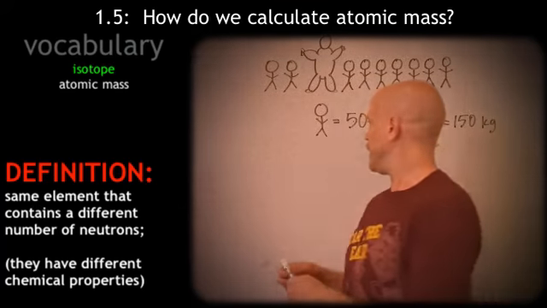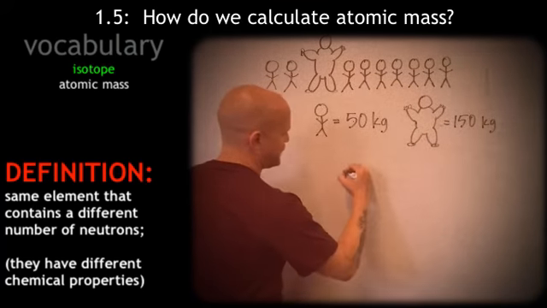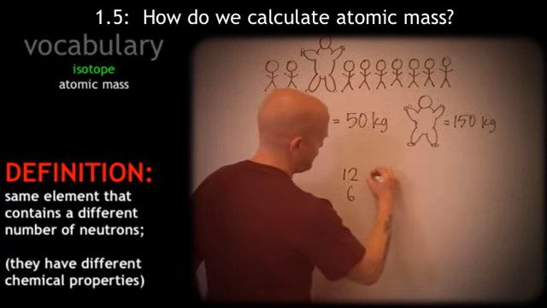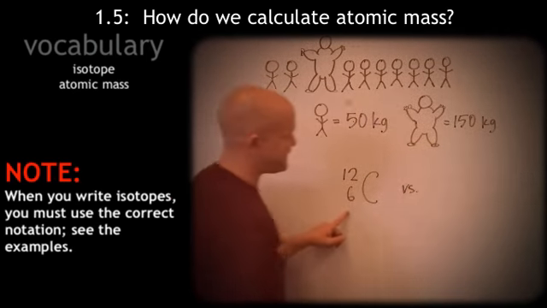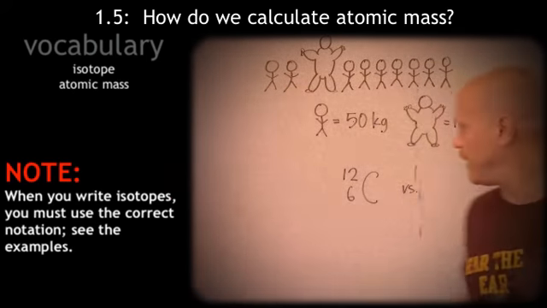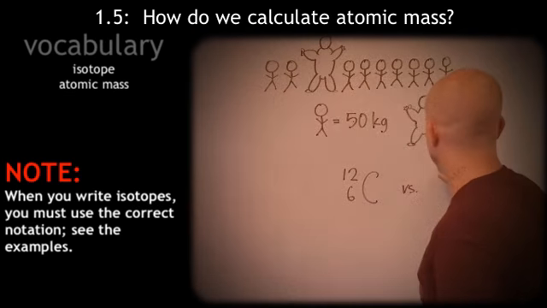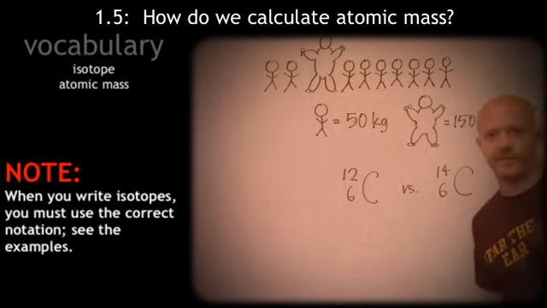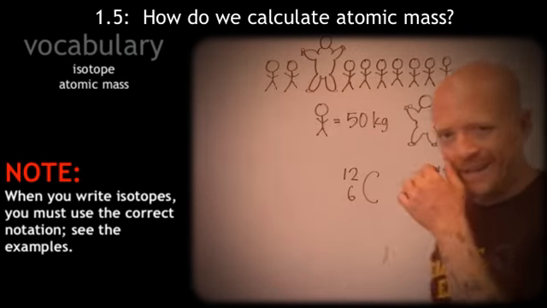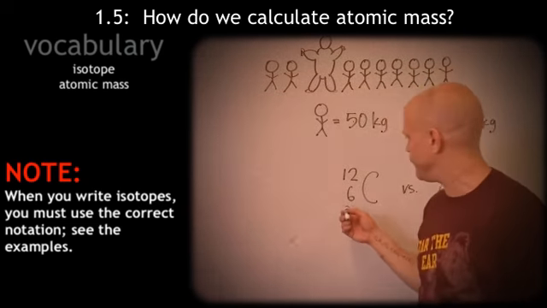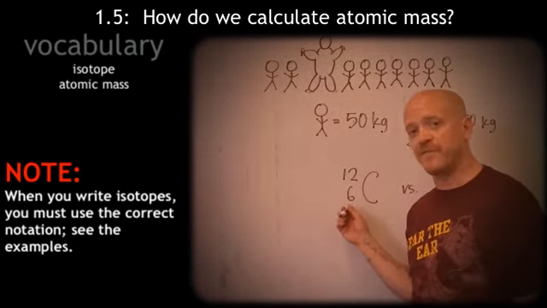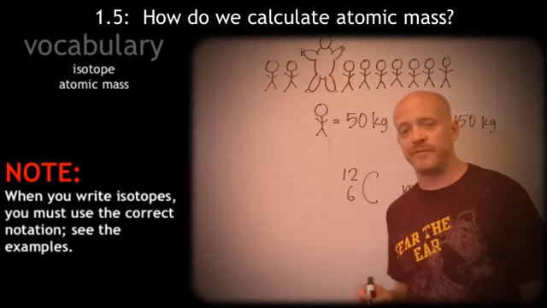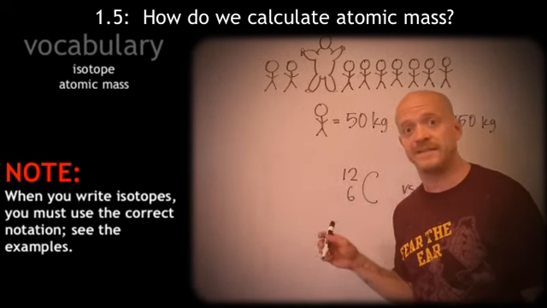So what does that mean? Well, a way to draw an isotope is, and this is the most common example of isotopes that we're going to be using, we have carbon 12 and carbon 14. Like I said in a previous video, this bottom number refers to the number of protons, and this top number refers to the atomic mass.